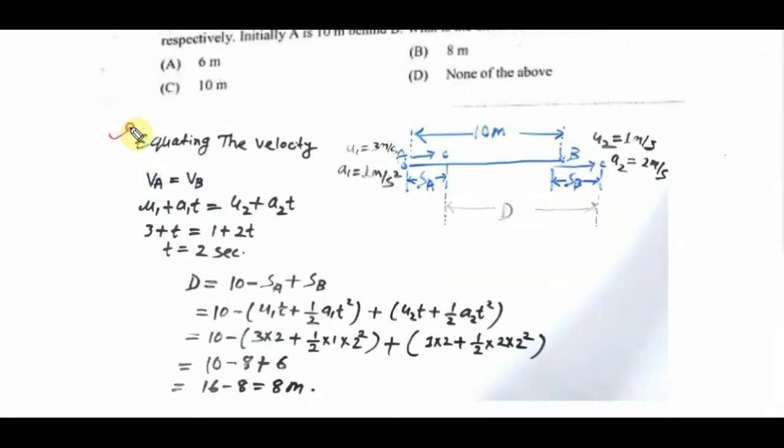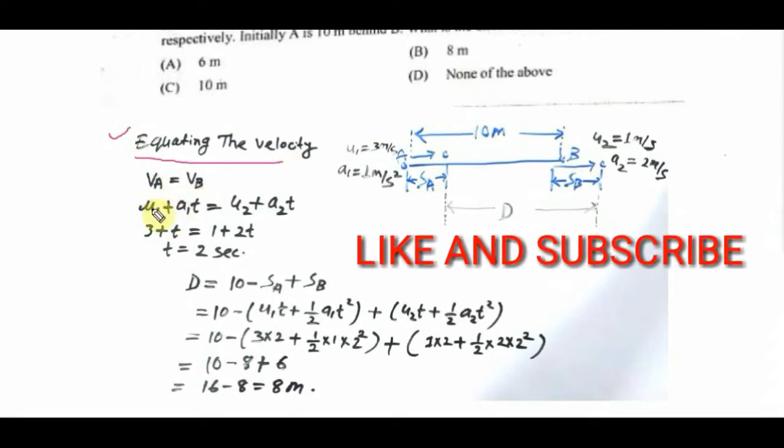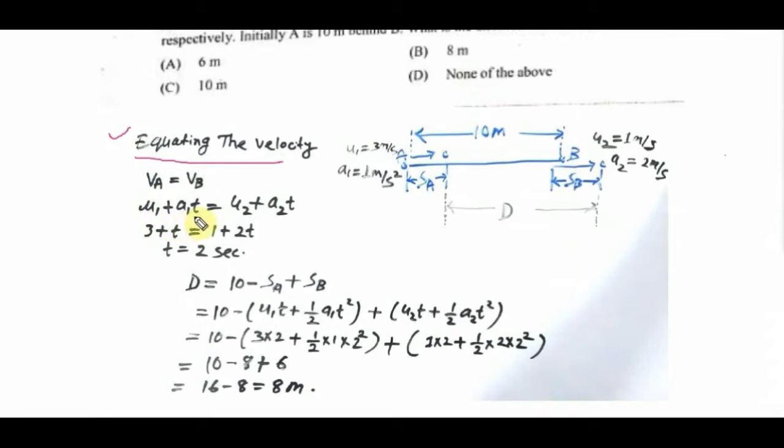So by equating the final velocities, VA equal to VB, VA is given by U1 plus A1t, that equals U2 plus A2t. So U1 and A1 are 3 and 1, and U2, A2 are 1 and 2. So putting in, 3 plus 1 into t equals 1 plus 2 into t, so t equals 2 seconds.